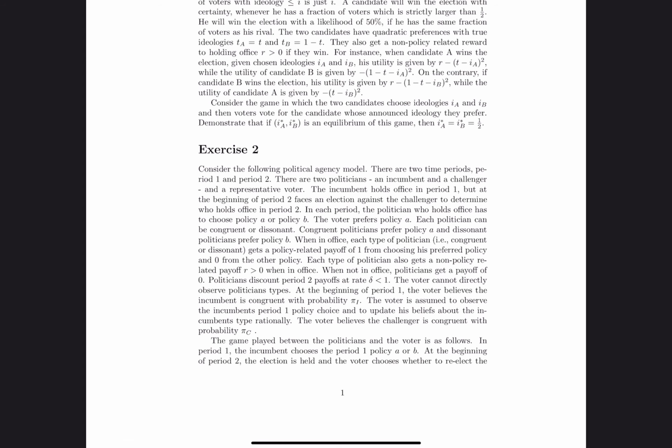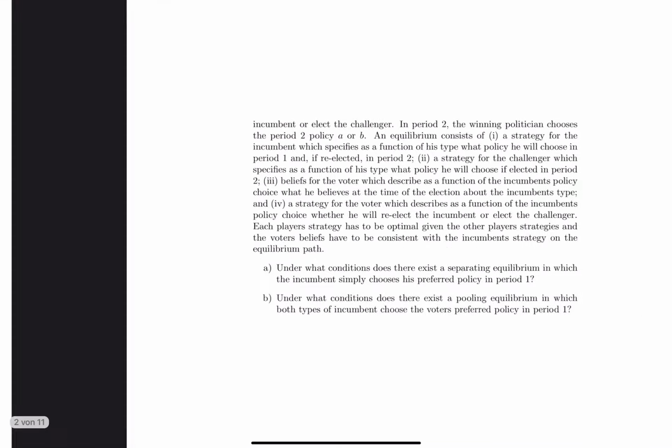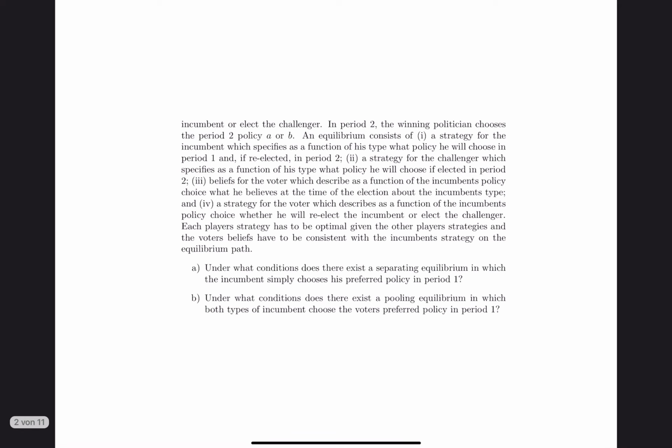And now let's come to the timing of the game. So the game played between the politicians and the voter is as follows. In period 1, the incumbent chooses the period 1 policy A or B. At the beginning of period 2, the election is held and the voter chooses whether to re-elect the incumbent or elect the challenger. In period 2, the winning politician chooses the period 2 policy A or B.